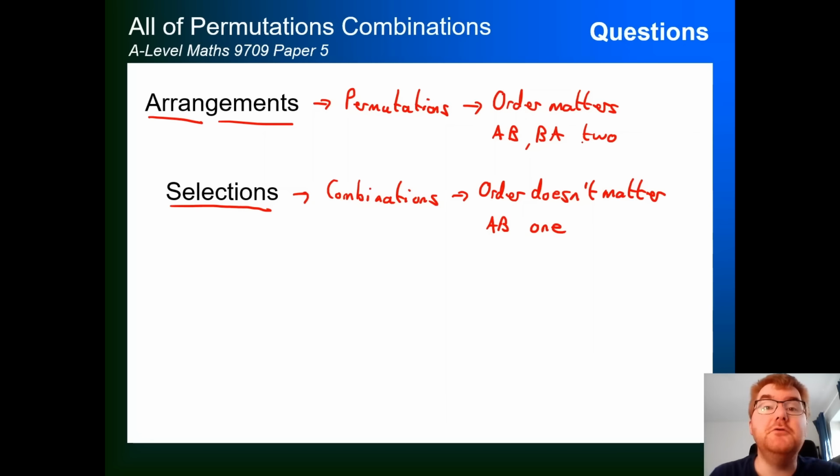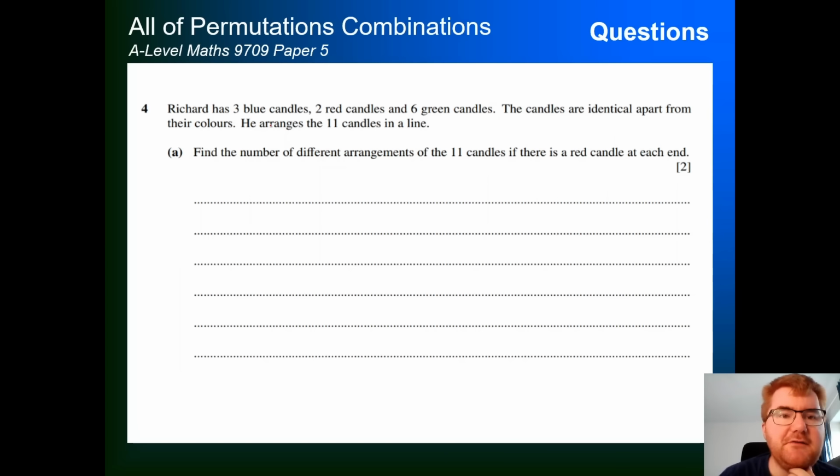Right, let's get straight into exam questions. This is the best way to make sure we can do them in the real exam. So Richard has 3 blue candles, 2 red candles, and 6 green. The candles are identical. This is important. Apart from their colours, the only way you can recognize them. And he arranges the 11 candles in a line. And we're looking for the number of different arrangements. Keyword here, so we're looking for permutations of the 11 candles if there is a red candle at each end.